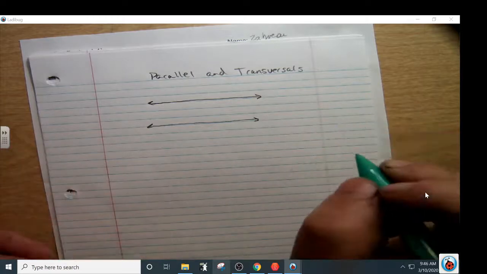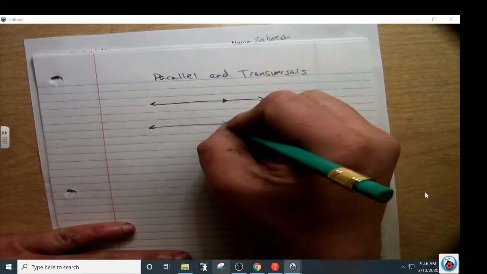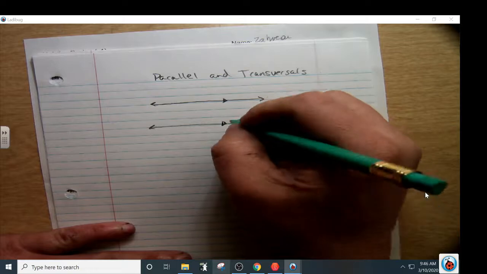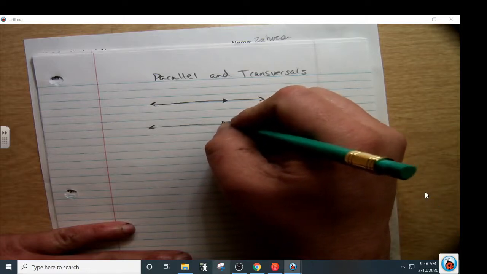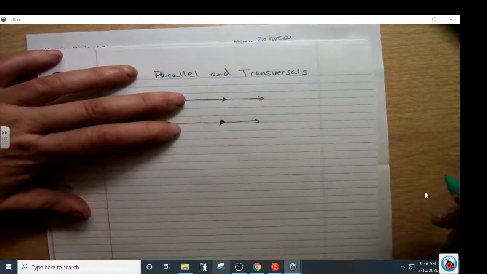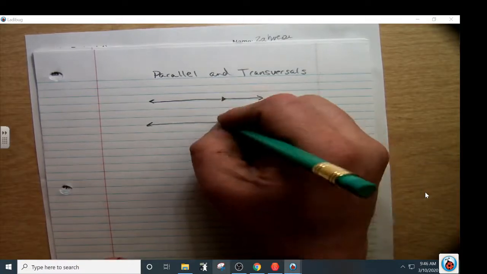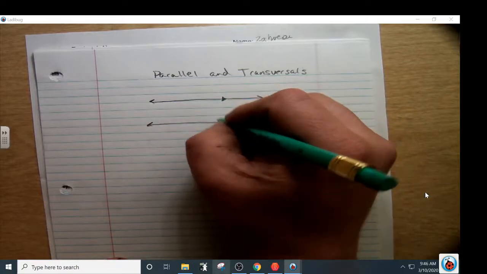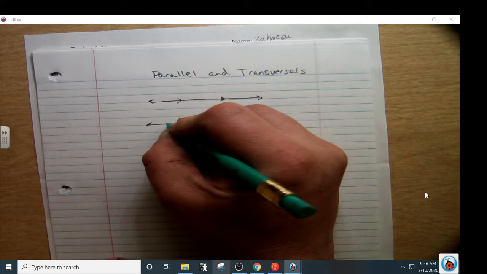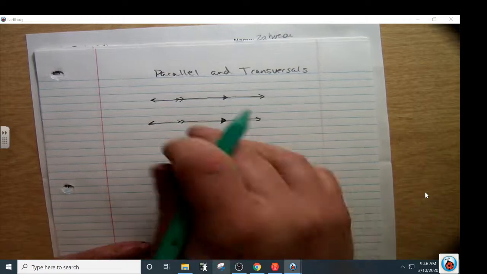Now guys, if you have parallel lines, you will know they're parallel by the markings they have. In geometry, especially when you get into higher level stuff, you can't assume anything unless it's told to you that something's parallel or it's got symbols with it. How can you tell two lines are parallel? They'll have two arrows like this. You can't assume that.